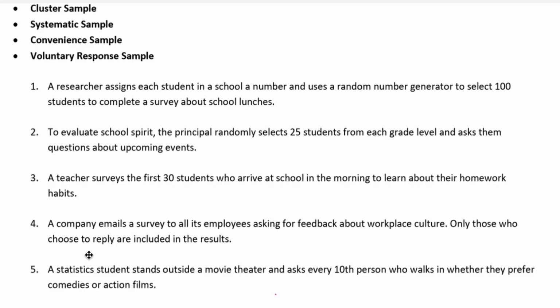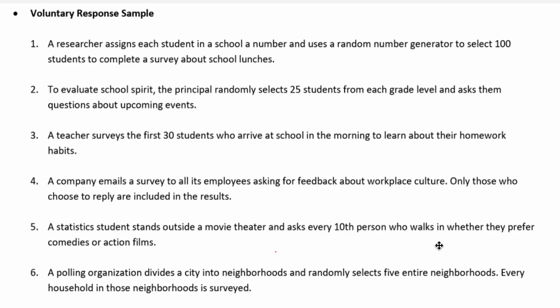Fifth, a statistics student stands outside a movie theater and asks every 10th person who walks in whether they prefer comedies or action films. This will be a systematic sample because there's a pattern right here. This should be a hint: every 10th person.